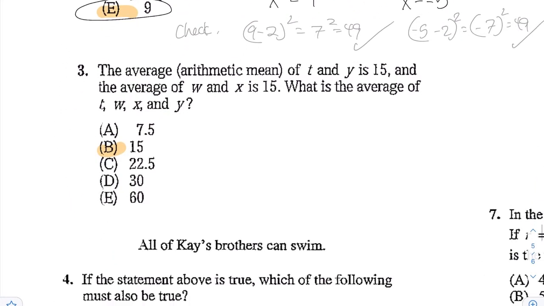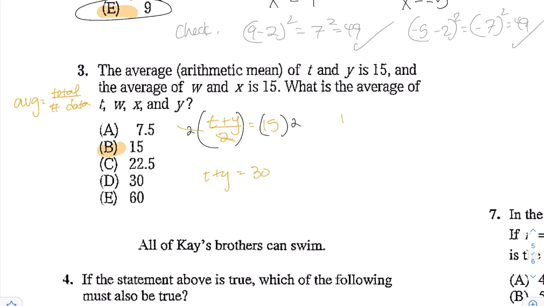All right, next for question number 3, the average (arithmetic mean) of t and y is equal to 15. And then the average of w and x is equal to 15. What's the average of t, w, x, and y? Well, since the average of t and y is 15, you know that (t plus y) divided by 2 has to be equal to 15 because the average is equal to the total sum divided by the number of data. So in this case, if you multiply both sides by 2, you'll get that t plus y has to be equal to 30.